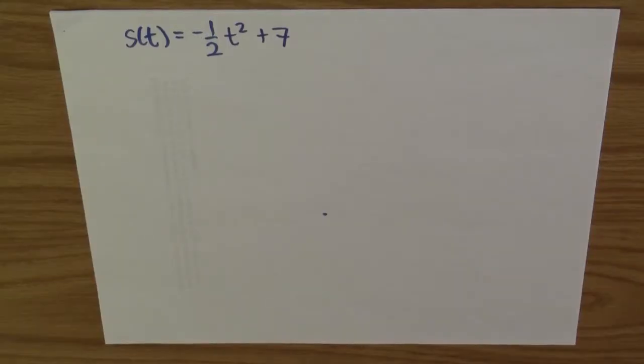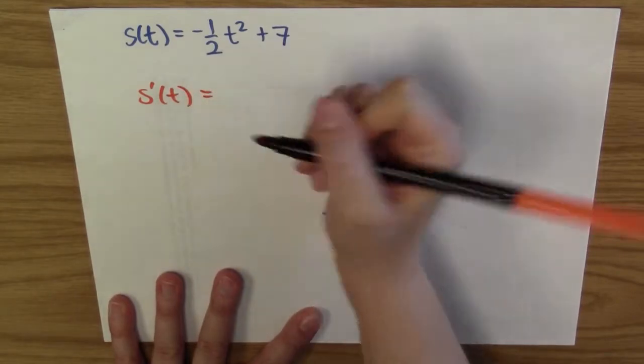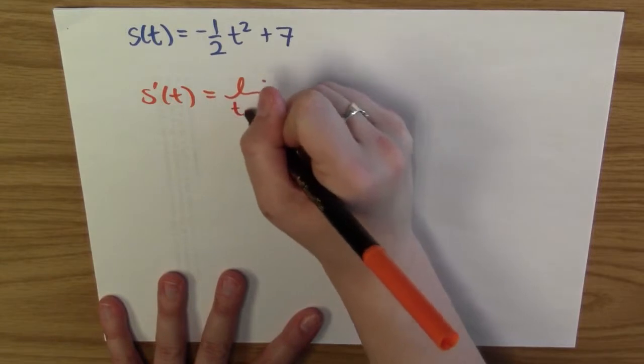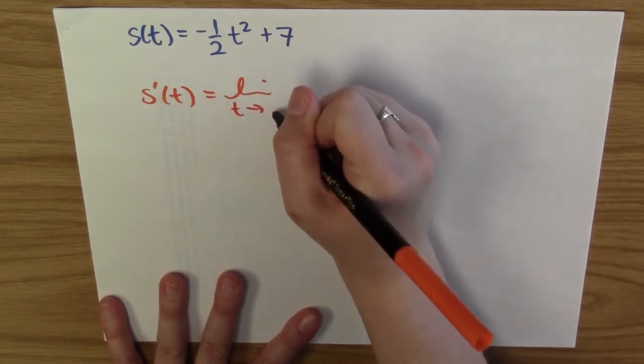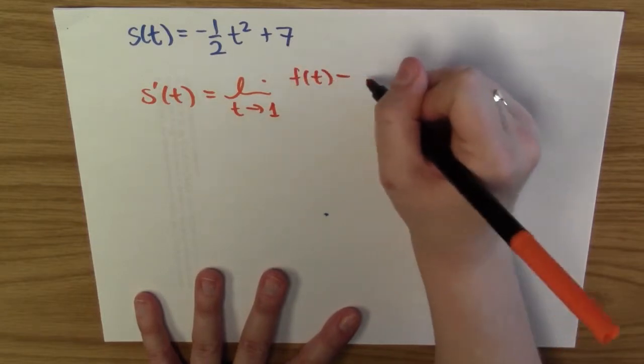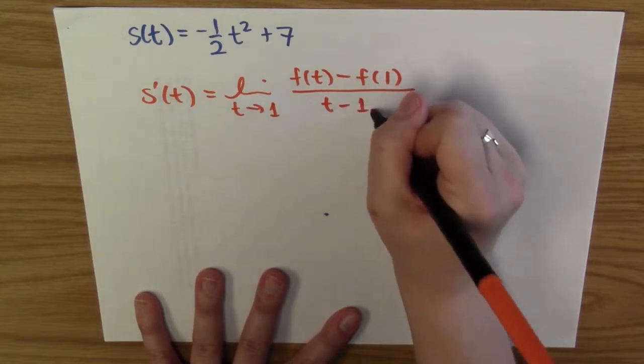Here we again have our position function, and let's use the definition of the derivative to figure out what the slope of the tangent line should be. We'll use the other definition, the one that we have been using a little less frequently. We know that by definition, s prime of t is equal to the limit as t approaches the value that we're interested in, 1, of f of t minus f of 1 all over t minus 1.